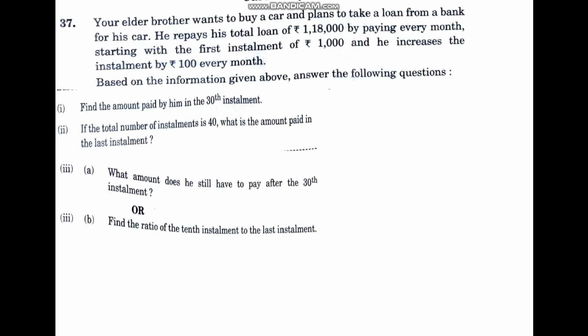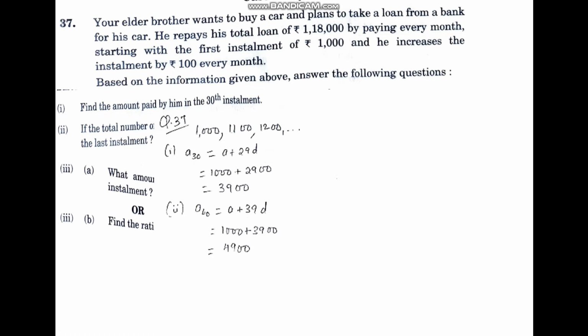Next is, your elder brother wants to buy a car and plans to take a loan from a bank. He repays his total loan of rupees 1,18,000 by paying every month. The first installment is 1000 and it increases 100 rupees every month. That is, the common difference is same. So the sequence will be 1000, 1100, 1200. We need to find the 30th installment. That will be a30 equals a plus 29d. On substituting the value, we are getting 3900.